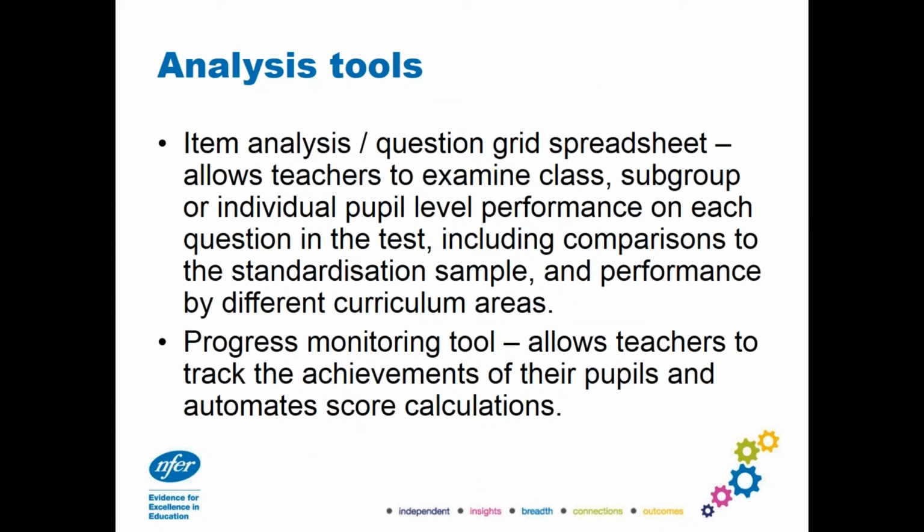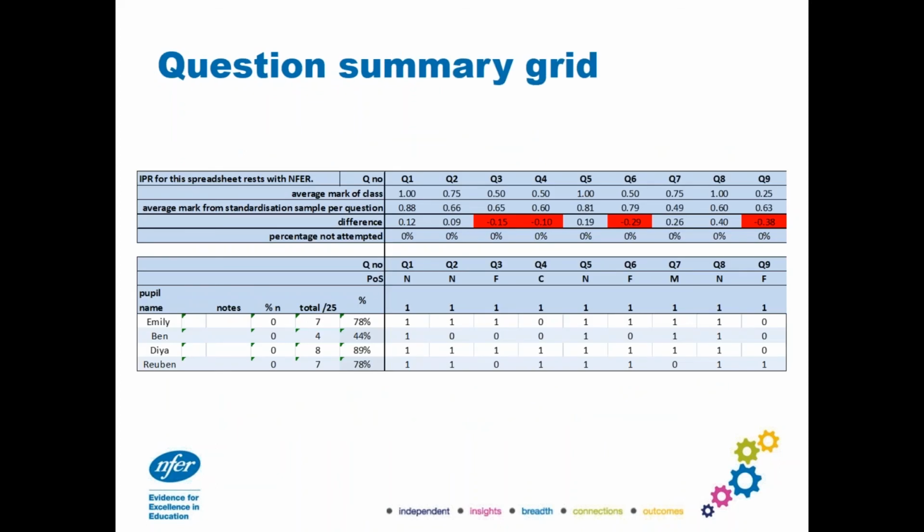There are several other analysis tools provided along with the NFER tests that can help teachers to measure attainment and to monitor progress. Firstly, we have the item analysis or question grid spreadsheets, as I mentioned earlier, and these allow teachers to examine class, subgroup or individual pupil level performance on each question in a test in comparison to the standardisation sample. So I have a quick screenshot here of one of the spreadsheets. This isn't the whole spreadsheet, it just gives you a picture of what this looks like.